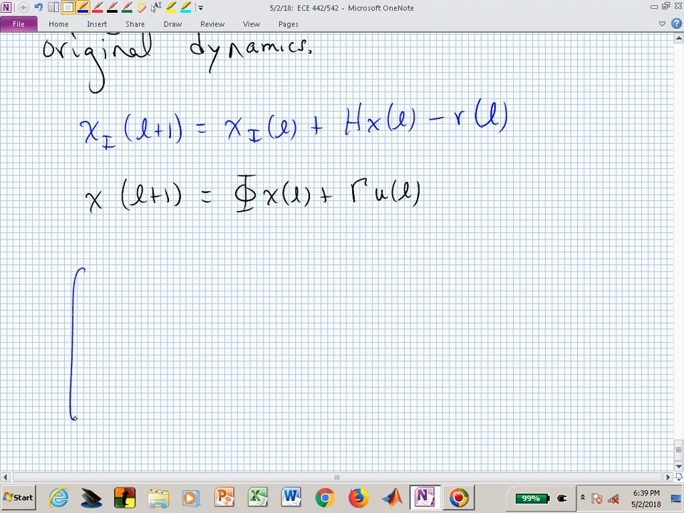Let's now increase our state vector by 1. And then we will have our augmented system dynamics to design the K's that we need. We need a K hat and a K sub I.